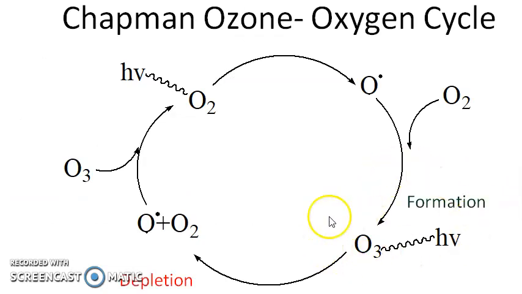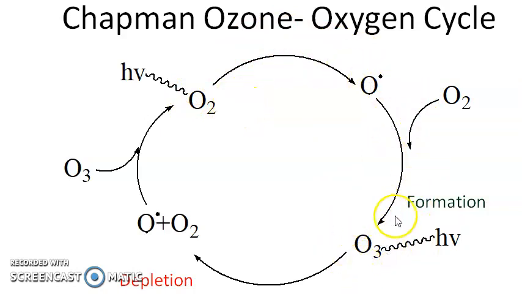Now, how is the ozone formed in the atmosphere? What happens when ozone absorbs UV radiation? Now, we know that oxygen is present in the Earth's atmosphere. When it comes in contact with light, it forms oxygen free radical, and this oxygen free radical and another oxygen molecule combine together to form ozone. So that is the formation of ozone.